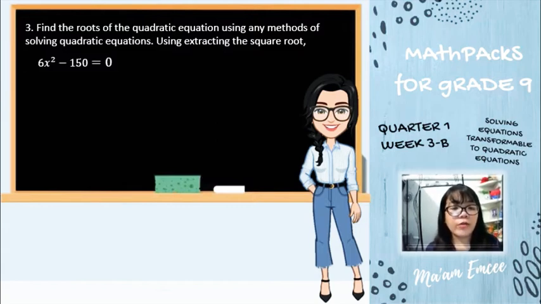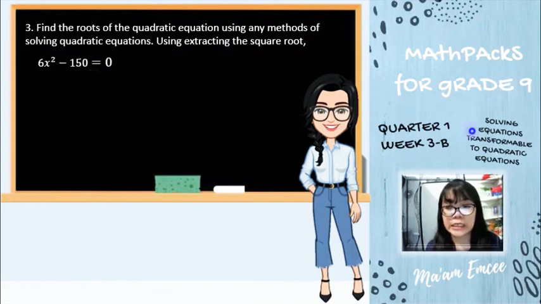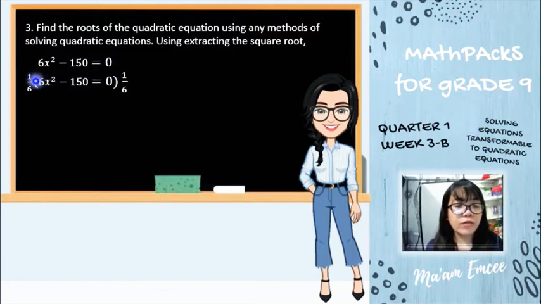Now, in order for you to solve this quadratic equation easier, we need to get rid of the 6, the coefficient of your x squared. So how do we do that? We need to divide both sides of the equation by 6, or multiply both sides of the equation by 1 over 6. So 1 over 6 times 6x squared is equal to x squared, because 6 divided by 6 is just equal to 1. And then we multiply as well 1/6 to negative 150.